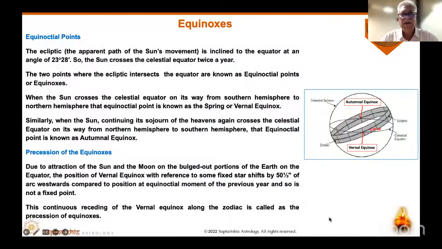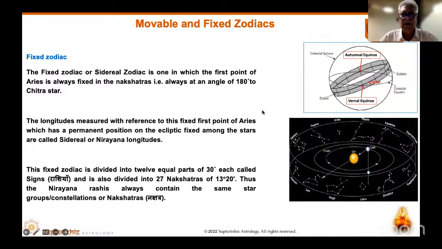Is my PPT visible? Okay, so here you can see that as per us, the fixed zodiac starts from here, this Aries point. Are you able to see this mouse pointer? Yes, sir. So this is the Aries group of stars: Ashwini, Bharani, and the first part of Kritika. This is the group of stars in which Aries lies.